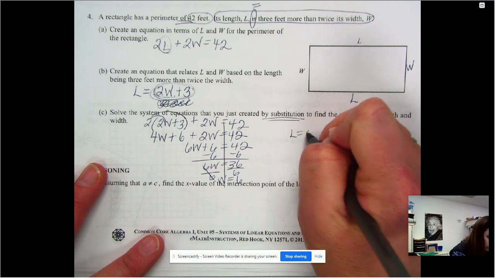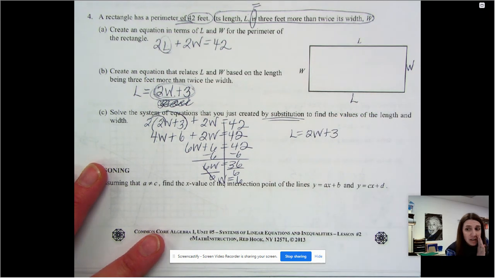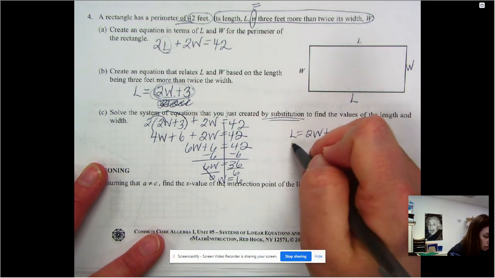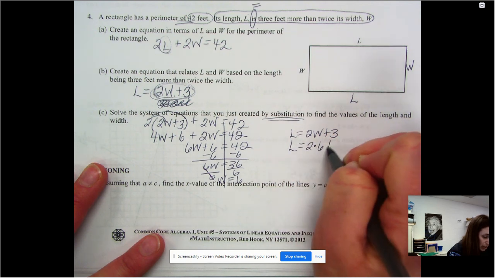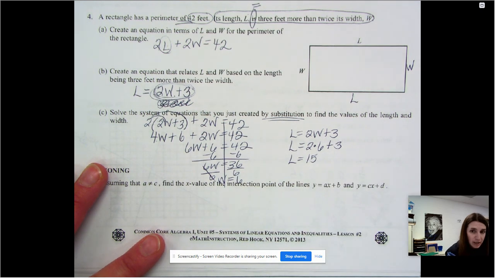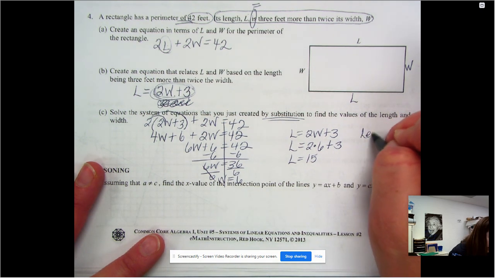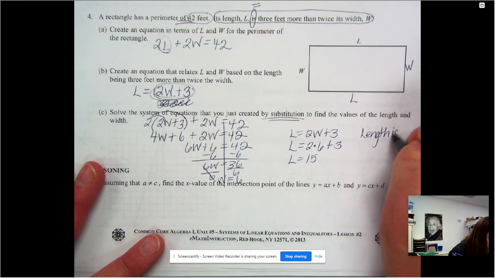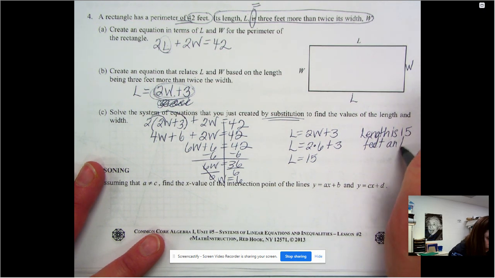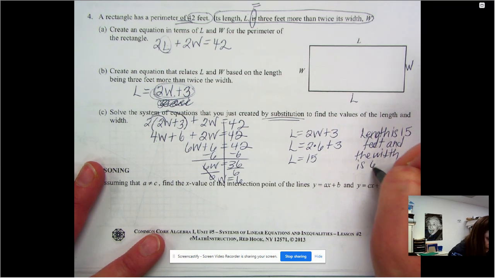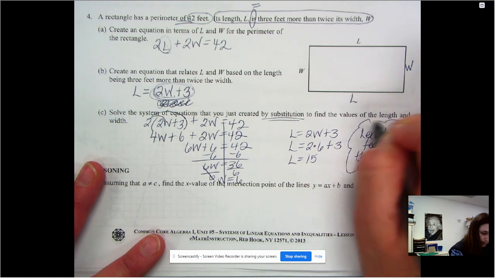Taking the length equals 2W plus 3. It's just the easier equation to use to substitute back in. We will have 2 times the width, so 2 times 6 plus 3. The length equals 15. Okay, so now we can say the length is 15 feet, and the width is 6 feet. Bubble cloud our answer.